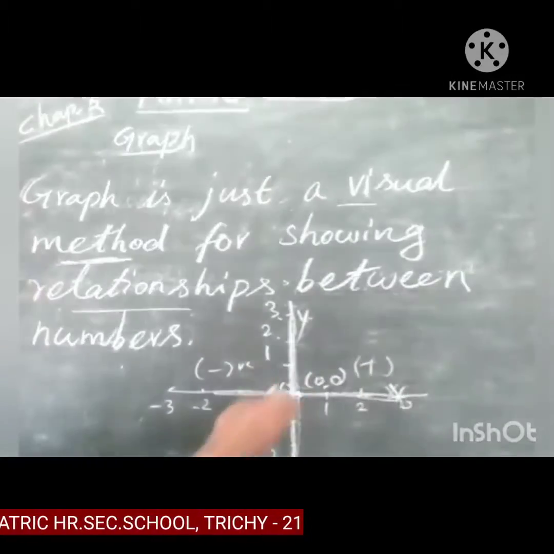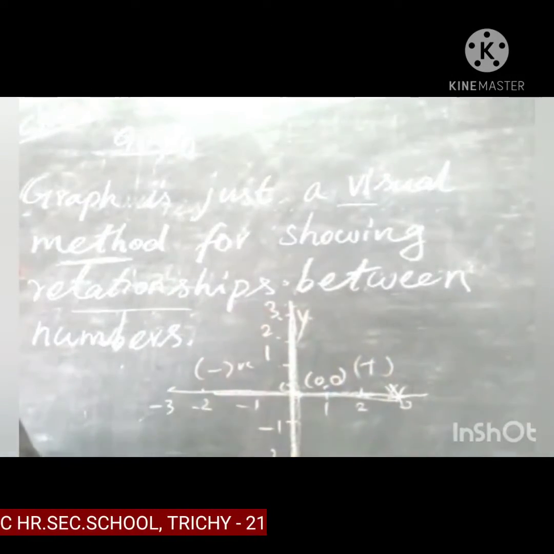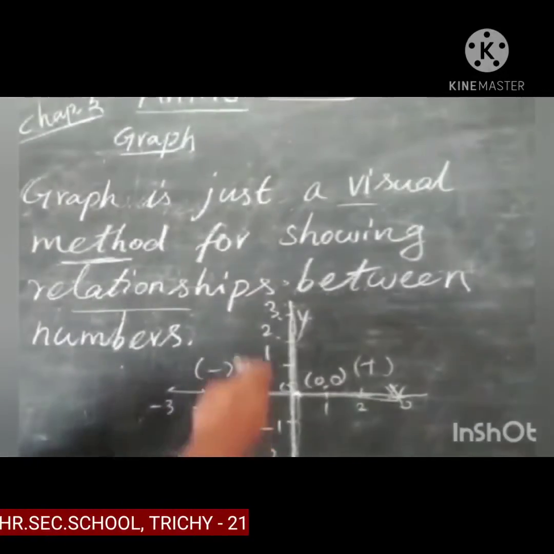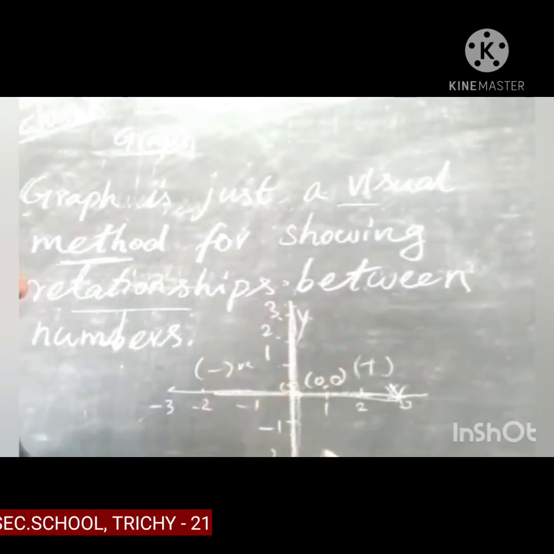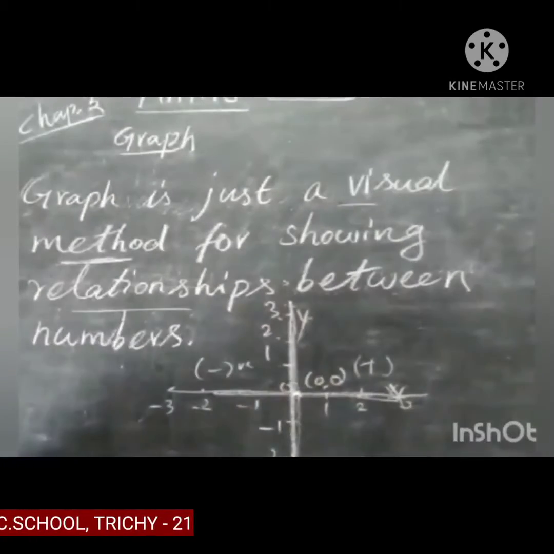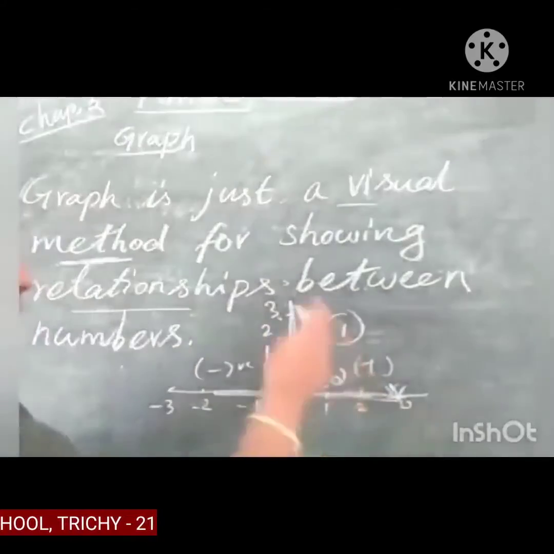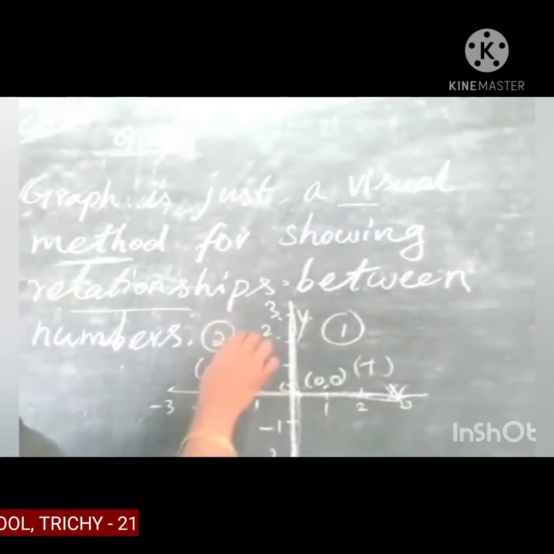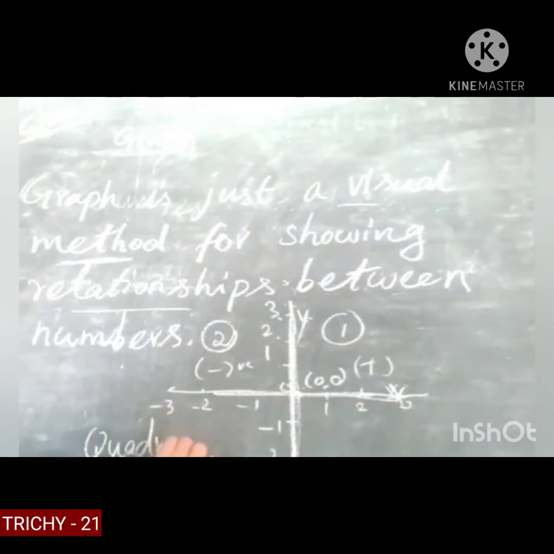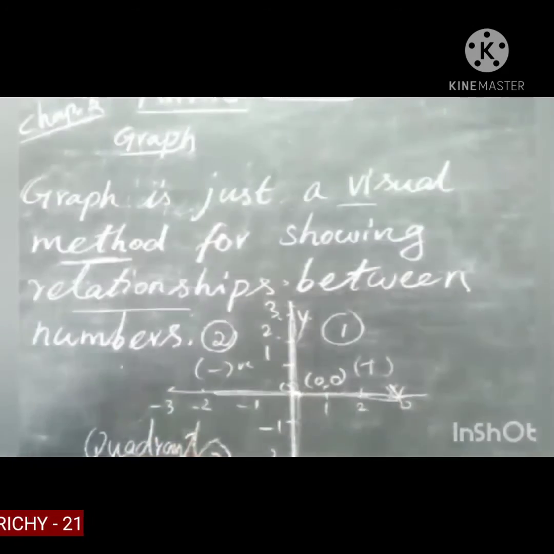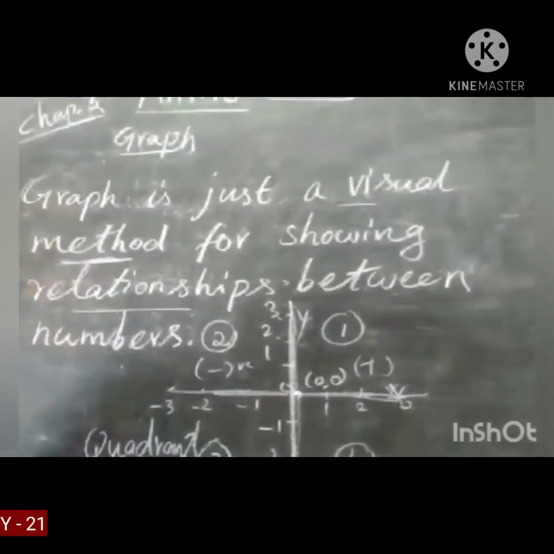Here we can have 4 parts, 1, 2, 3, 4. After drawing the x and y axes, you will get 4 quadrants. You can split the graph sheet into 4 quadrants. This is the first part, called the first quadrant. This is the second part, called the second quadrant. This is the third part, the third quadrant. This fourth part is called the fourth quadrant.